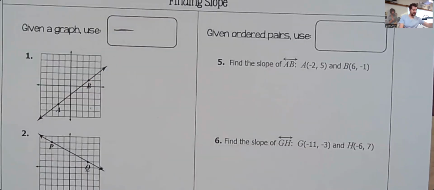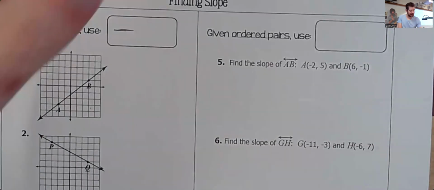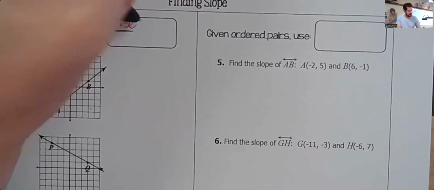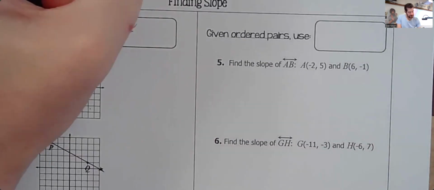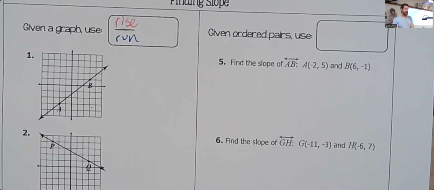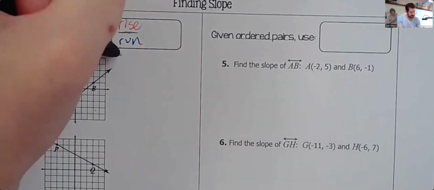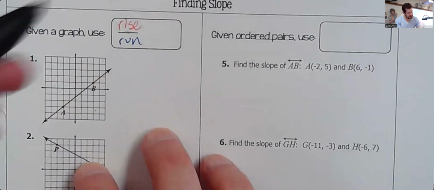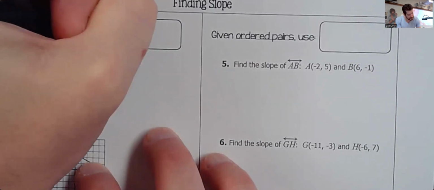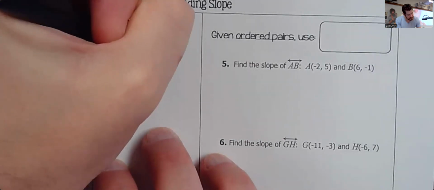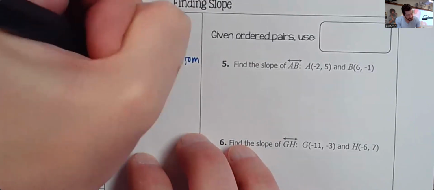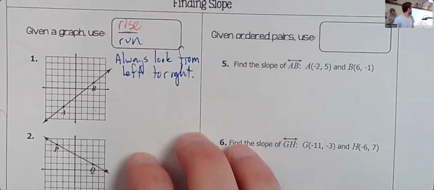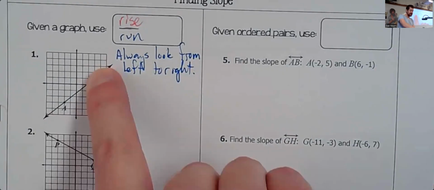All right, you ready? You're gonna look at it and you go, oh yeah. What goes on the bottom? There it is, rise over run. By the way, I'm gonna write this up to the side underneath here. Always look from left to right. Basically, like you're reading. Always look from left to right.